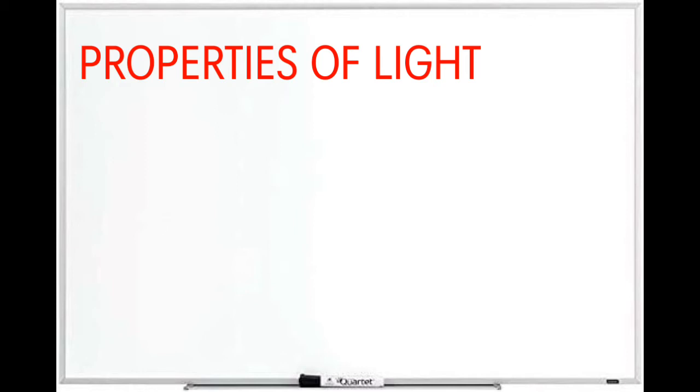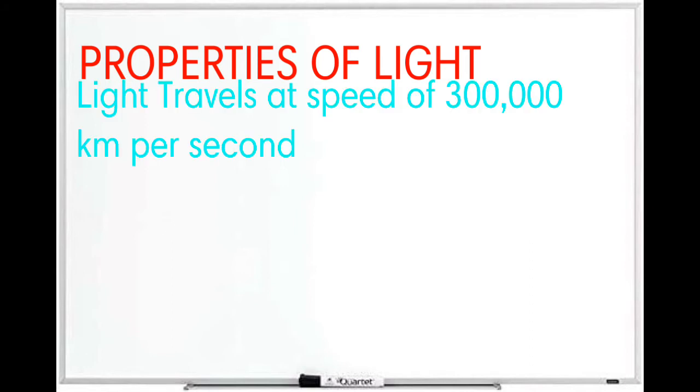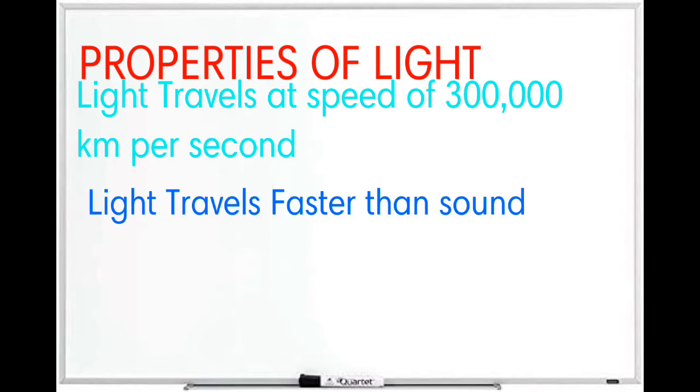Light travels at a very high speed. Its speed is 3 lakh kilometers per second, or 300,000 kilometers per second. So if you are sitting in a room, you won't be able to recognize that the light has passed 7 times in a second. The second thing you have to write is that light travels much faster than sound.